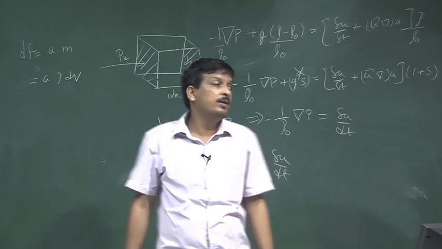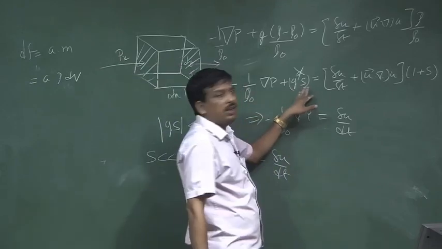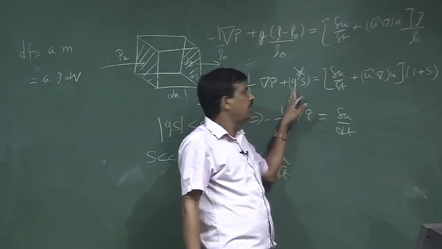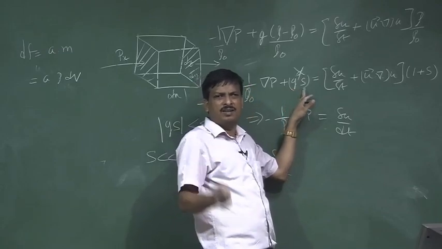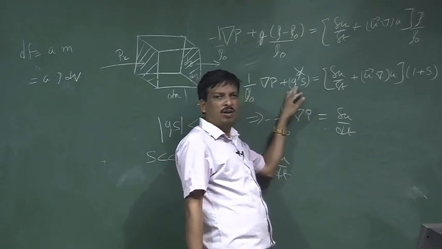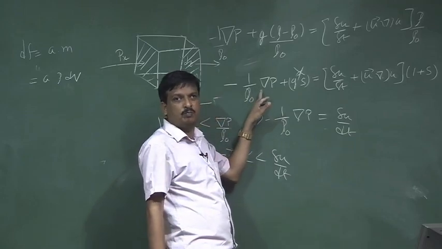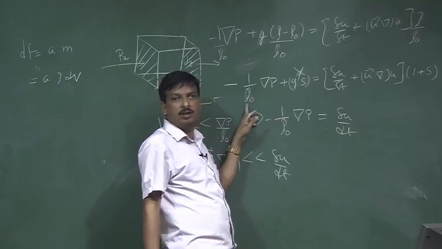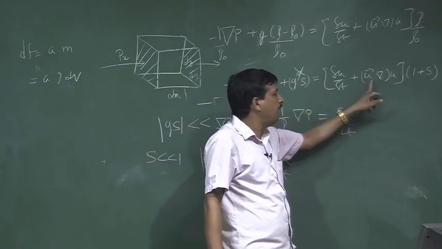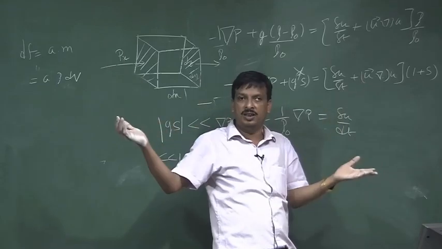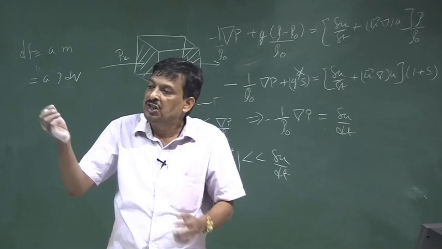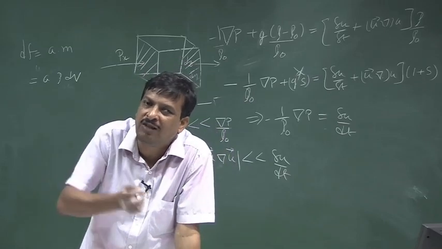Why do I consider that? See, what is g into s? Condensation multiplied by the gravitational acceleration. Now, if s is very small, less than 1, this term is very small compared to the change of pressure with position divided by rho 0, and what is this term? This term is the divergent of particle velocity. Divergent of particle velocity means the rate of change of particle velocity in all three directions.